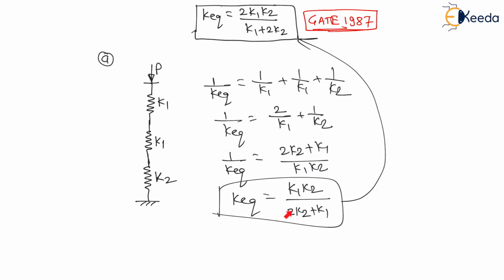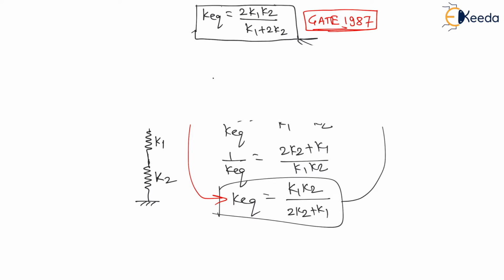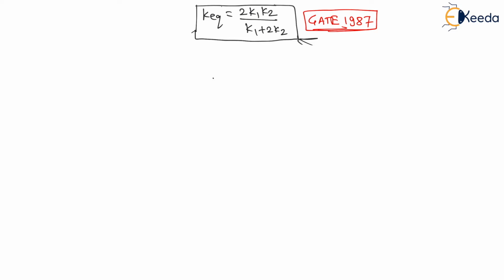Now my dear students, check with the option. In the numerator of the option there is 2k1 k2, but here it is k1 k2. Therefore we can say option A is wrong. But for option A the equivalent stiffness is here, right? Now let us check option B. Here our target in this question is to find the equivalent stiffness for each and every option.